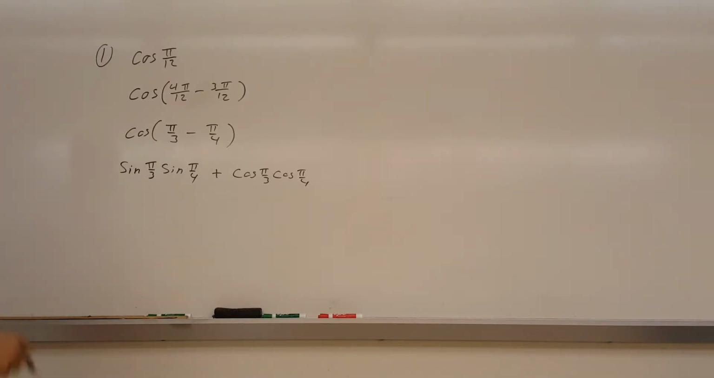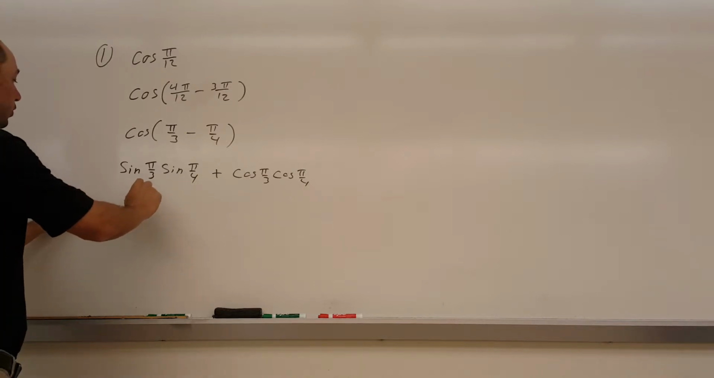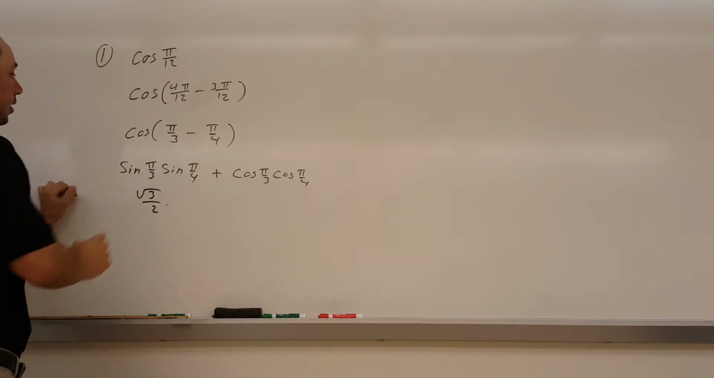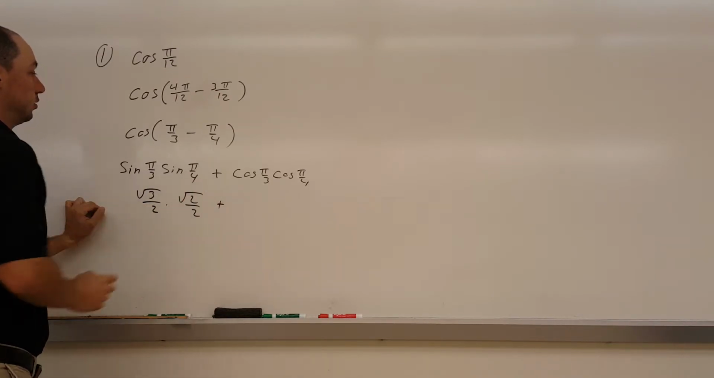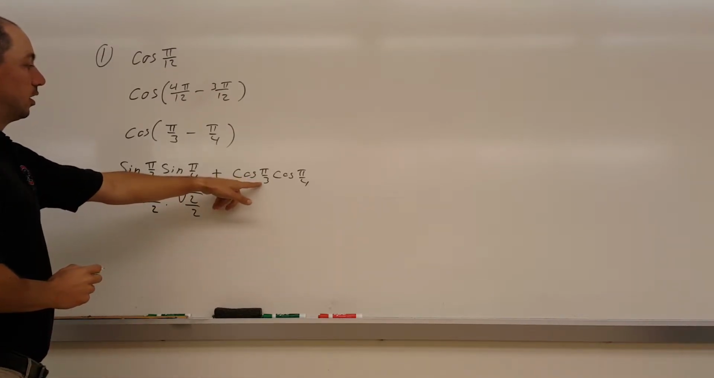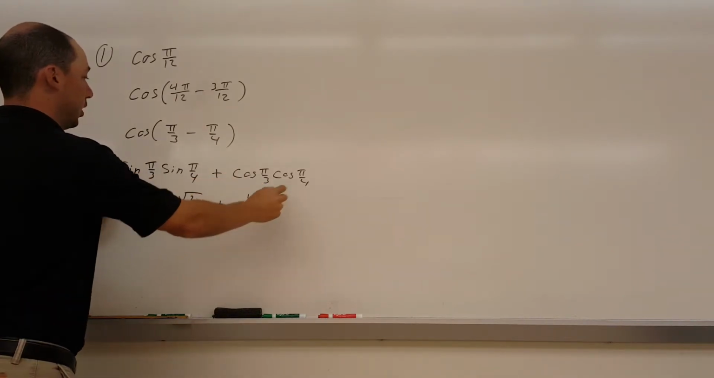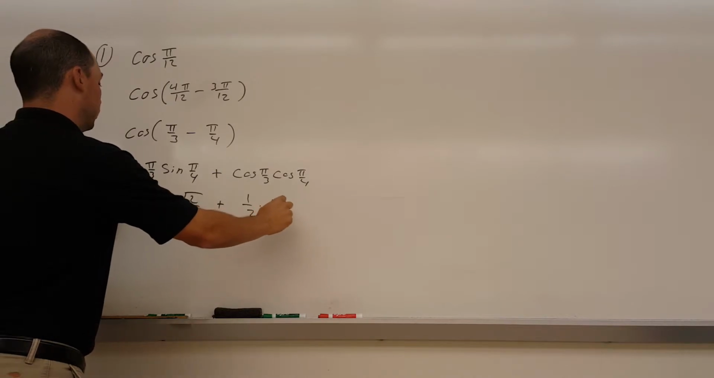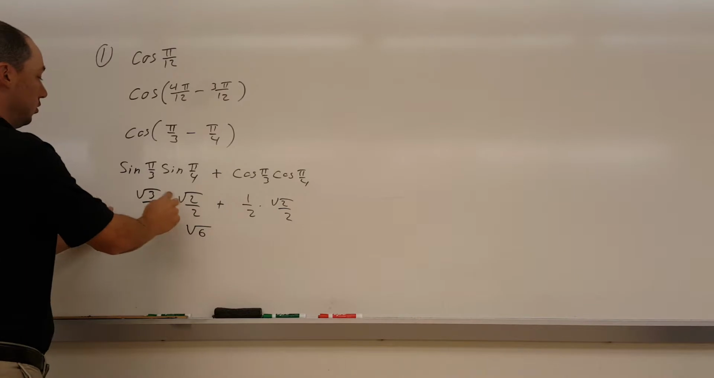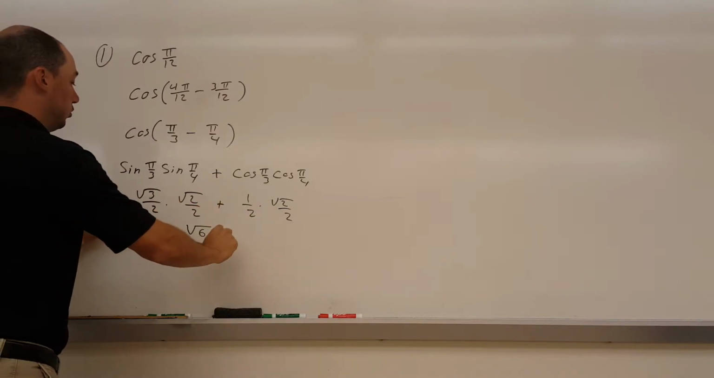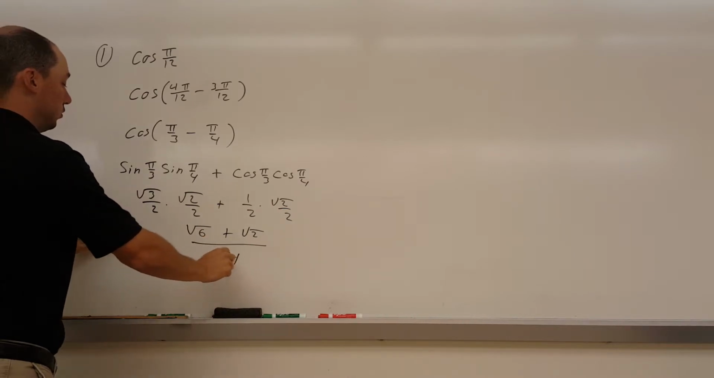Okay? Unit circle time. Sine of pi over 3 is like sine of 60 degrees. It's radical 3 over 2, times sine of pi over 4, radical 2 over 2. Plus cosine of pi over 3, which is like the cosine of 60, which is 1/2, times cosine of pi over 4, radical 2 over 2. We get radical 6 plus radical 2 over 4.